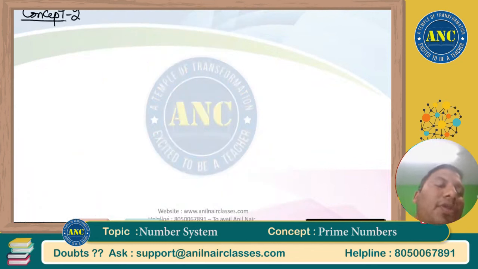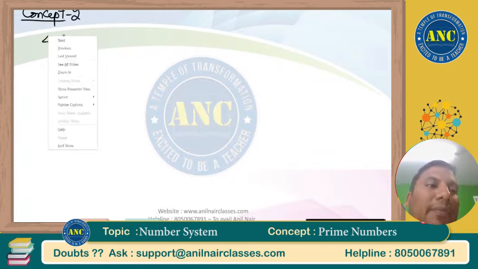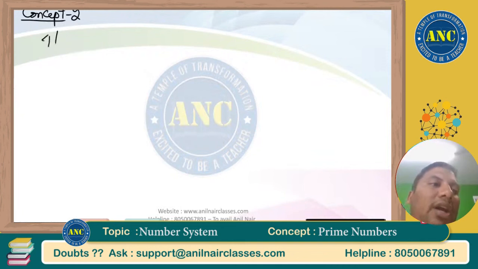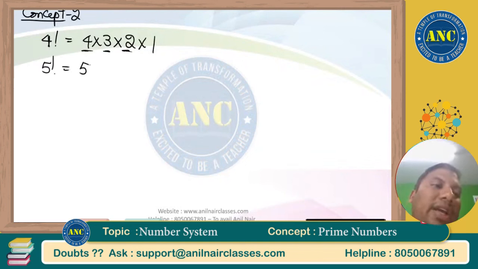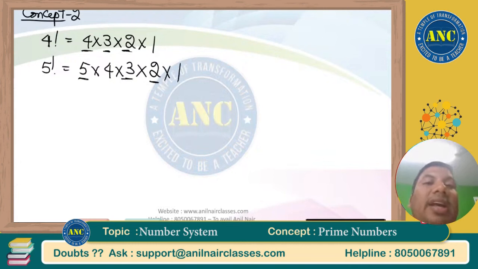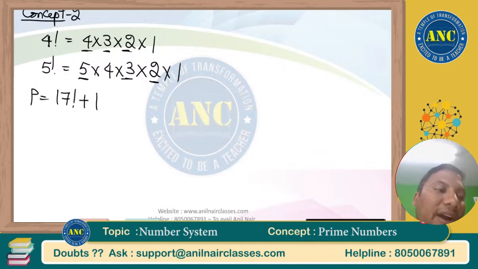Now if you see here, 4 factorial is nothing but 4 into 3 into 2 into 1. Am I right? So this is divisible by 2, this is divisible by 3, and it is divisible by 4. 5 factorial is 5 into 4 into 3 into 2 into 1. It is divisible by 2, it is divisible by 3, it is divisible by 5. Let p be 17 factorial plus 1.